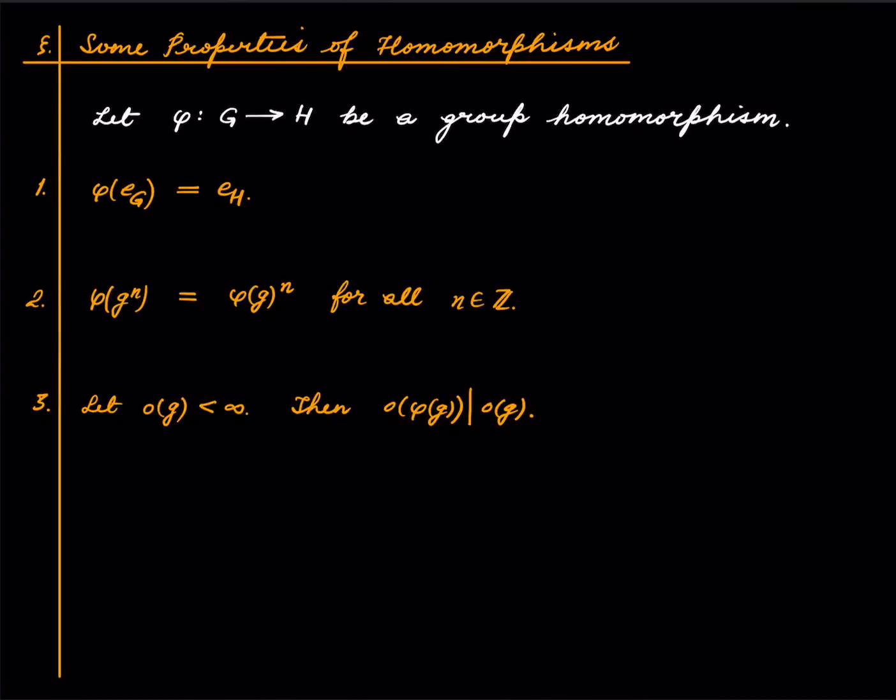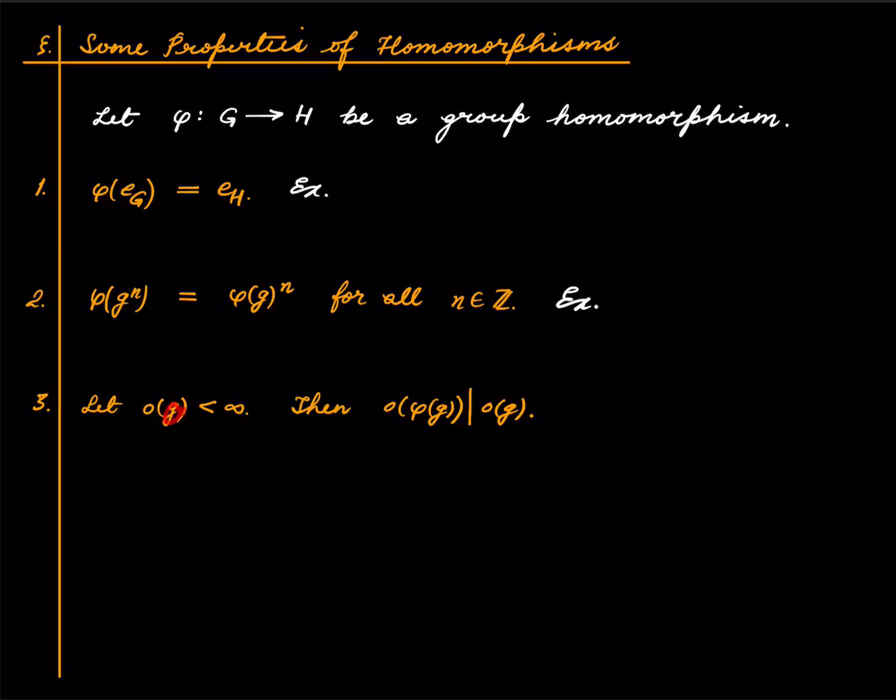And now let us look at some properties of group homomorphisms. Phi is just some group homomorphism between G and H. This property we saw for isomorphisms, and exactly the same proof goes through for homomorphisms. So this is an exercise. This property we also saw for isomorphisms, and exactly the same proof also goes here. So this is also an exercise.